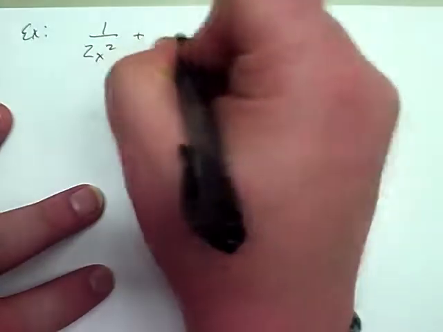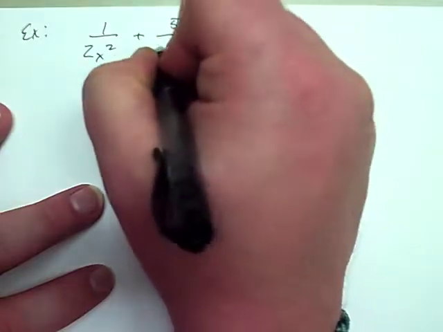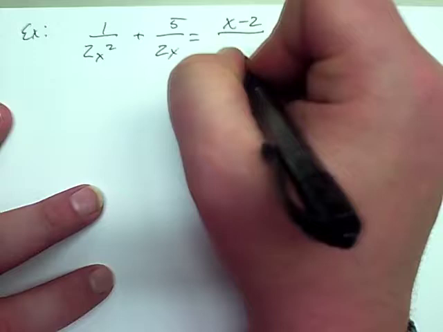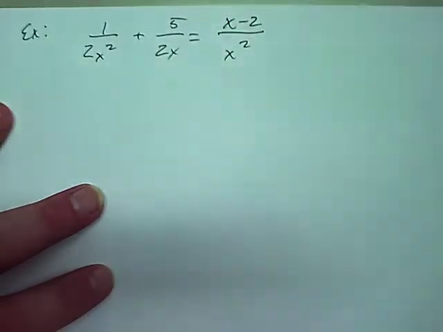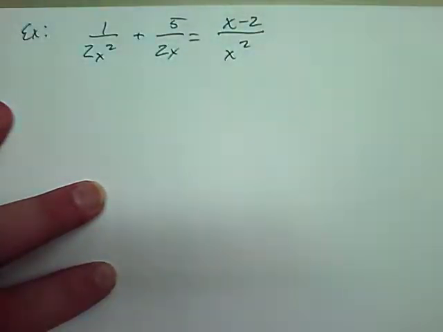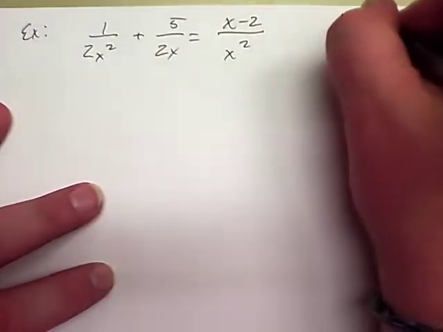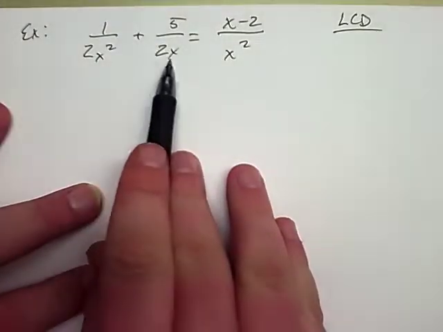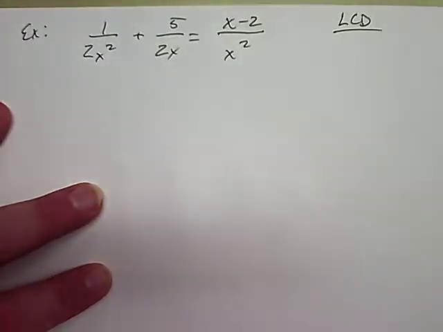Another example here. We have 1 over 2x squared plus 5 over 2x equals x minus 2 over x squared. What's my LCD here? I have a 2x squared, a 2x, and an x squared.